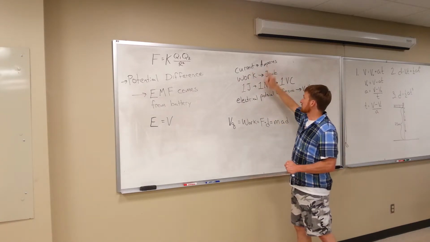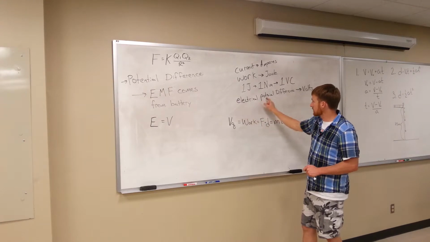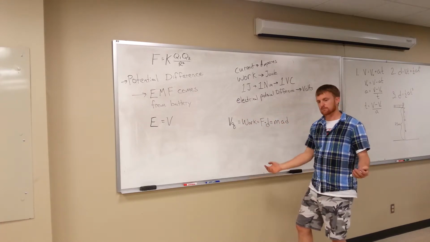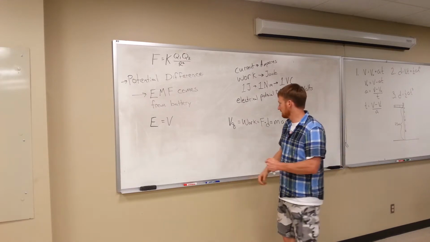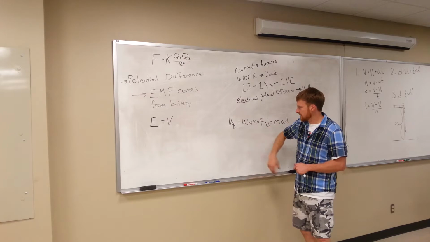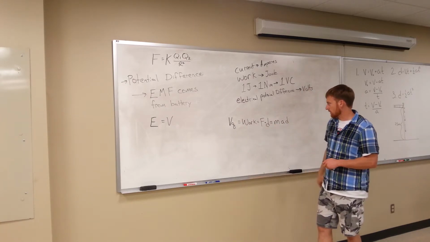Current is measured in amps. Work is measured in joules. Electrical potential difference is measured in volts. Sometimes we say voltage for simpler. Volts times charge is equal to work. Force times distance is also equal to work. Okay?